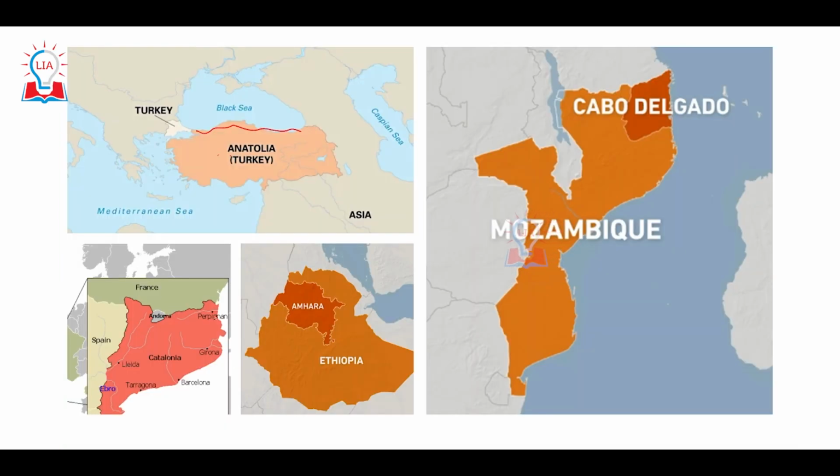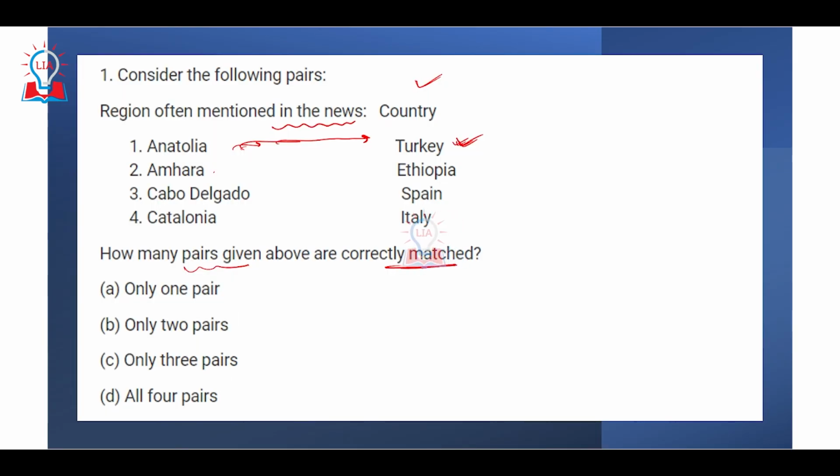Amhara is a region situated in Ethiopia, in the northern part of Ethiopia, and there has been a lot of insurgency going on, a lot of fighting with the government of Ethiopia, and that is why this region was in the news. There has been large scale displacement and a refugee crisis that has also resurfaced in this region, and that is why the question was asked. So this second statement is also correct.